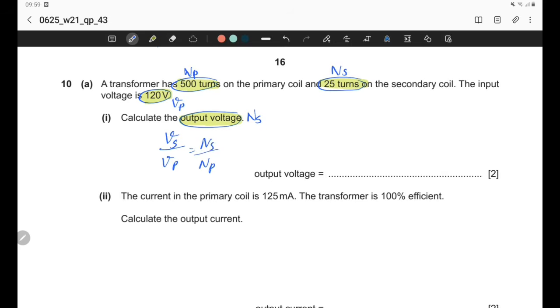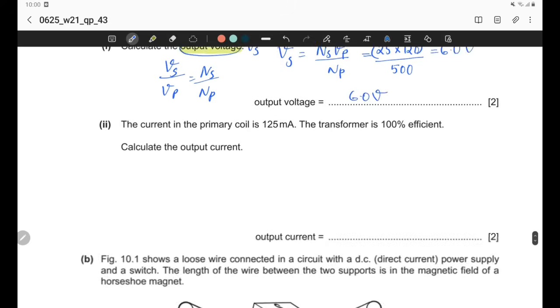And in order to calculate Vs, we can make Vs the subject. So we will get Vs equal to Ns times Vp over Np. And we have the values: Ns is 25, times Vp is 120, over Np is 500. And the answer is 6. So the output voltage will be 6 volt. This is a step down transformer.